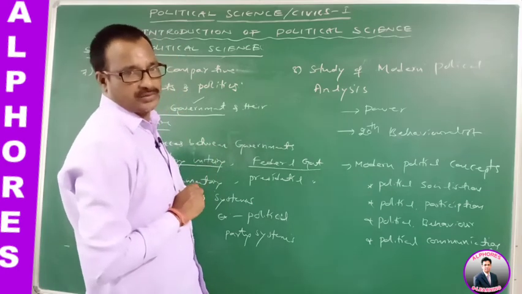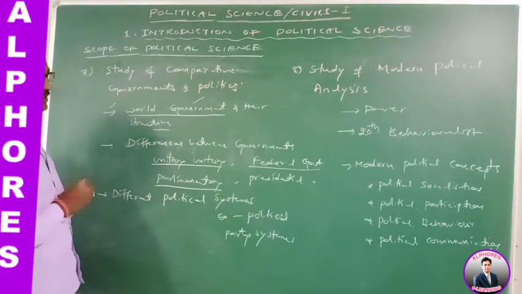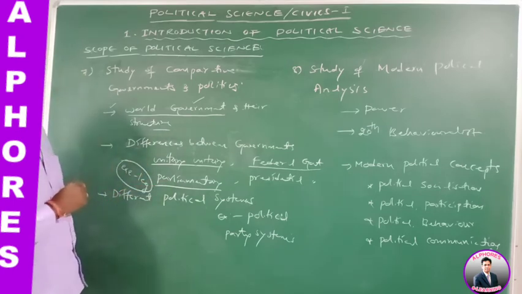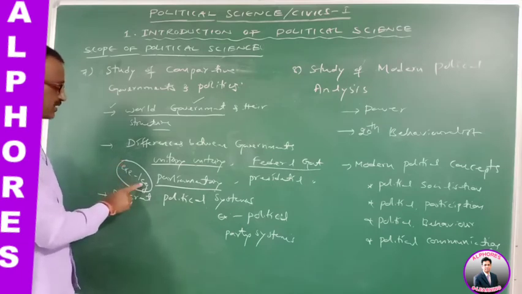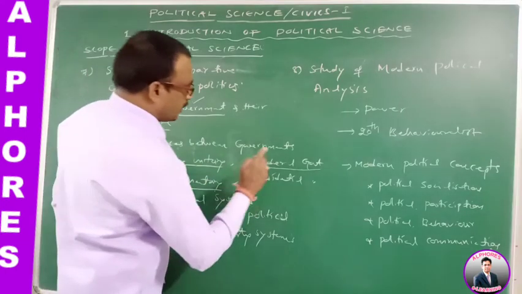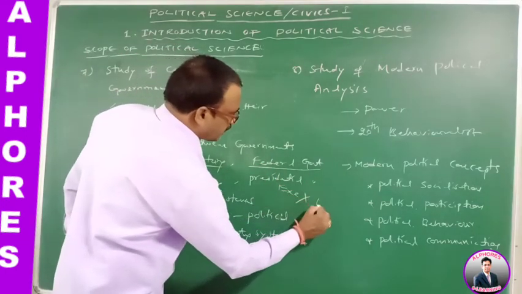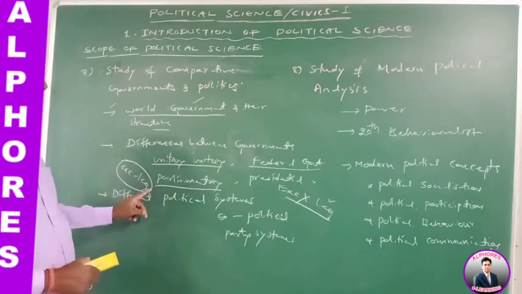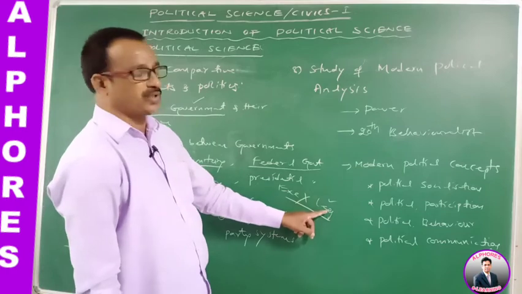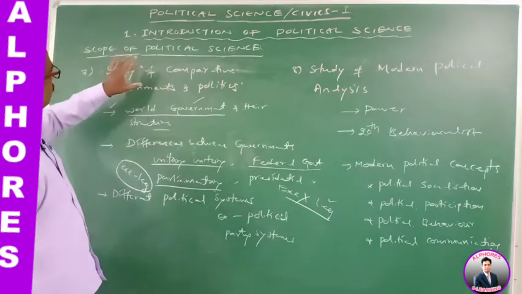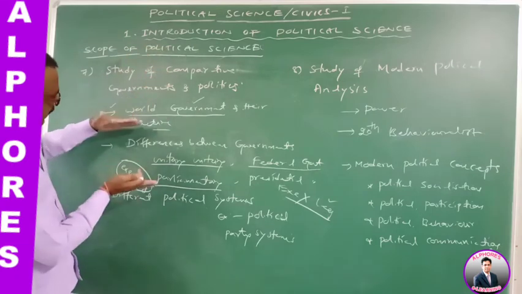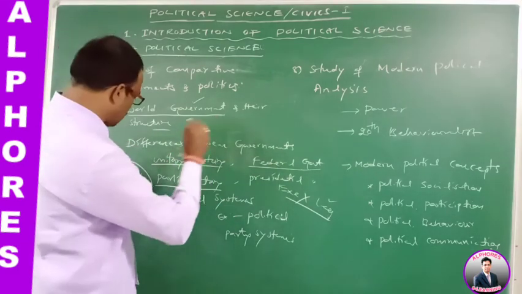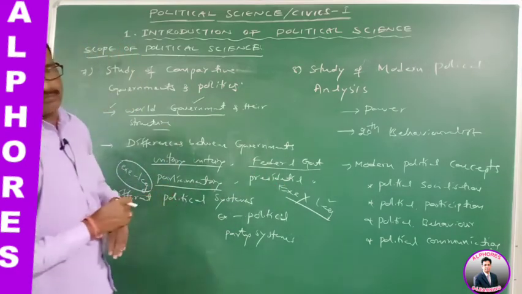Then, in parliamentary system, executive is responsible to the legislature. Whereas in presidential system, executive is not responsible to the legislature. Here, through comparative study, we can understand the differences between various governments, like the difference between unitary government and federal government, and the difference between parliamentary government and presidential government.